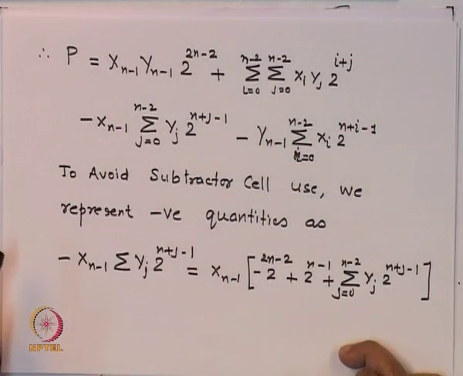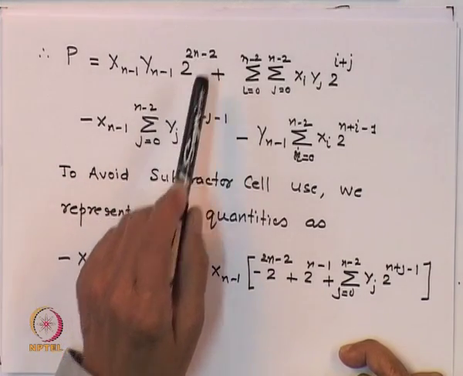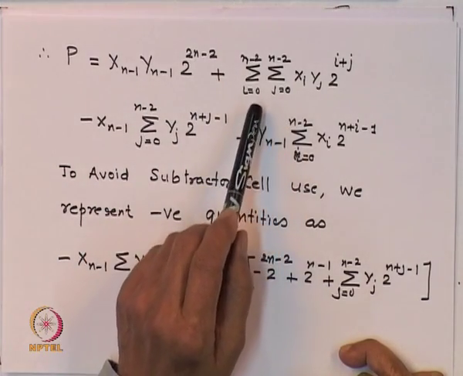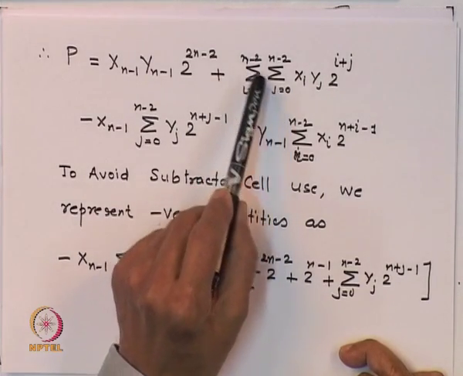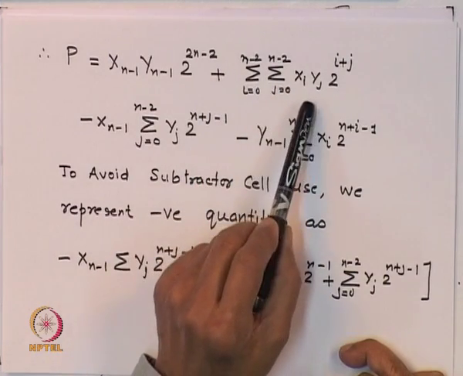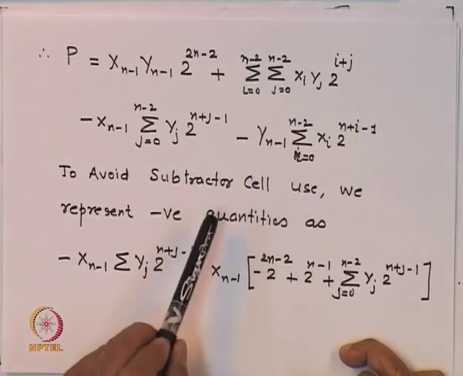Now, if we do this, we rewrite these terms. Let us see how we rewrite. We take the products. Remember, there are 2 terms in x and 2 terms in y, so the x y product will produce 4 terms. So, P is x n minus 1 y n minus 1 2 to the power 2 n minus 2, then the summation for i equal to 0 and summation for j equal to 0 up to n minus 2, then the partial product x i y j 2 to the power i plus j.